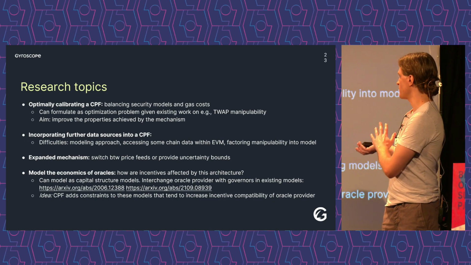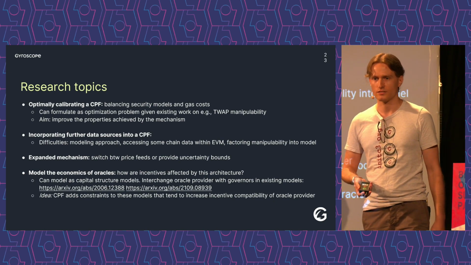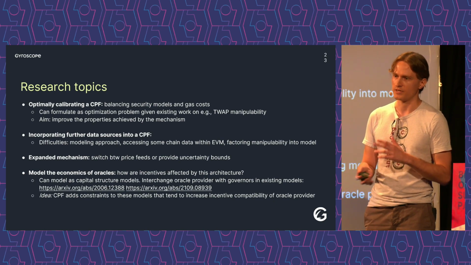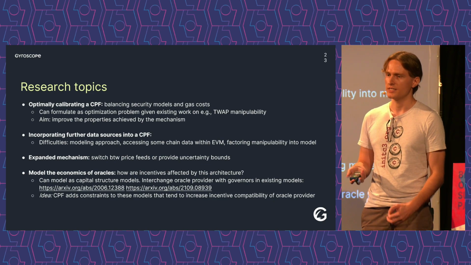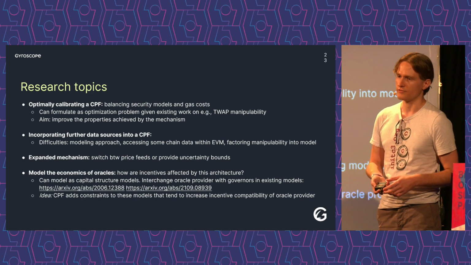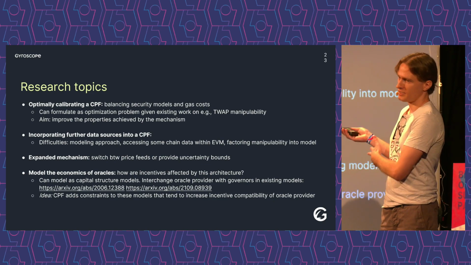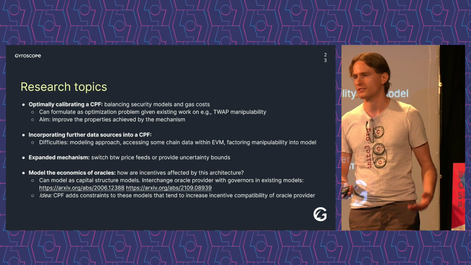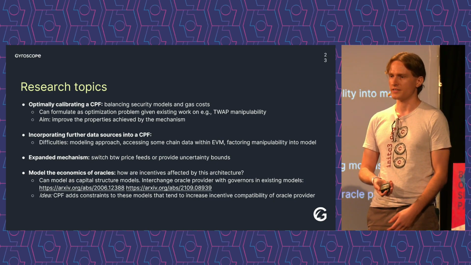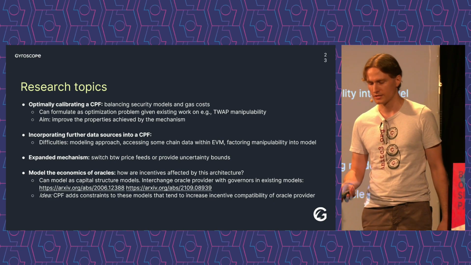You can also look at expanded mechanisms. Maybe you want to switch between different price feeds depending on the signal of Oracle integrity, instead of making a liveness trade-off. Or maybe you want to use this to feed into uncertainty bounds about your prices, and then the protocol could use those uncertainty bounds.